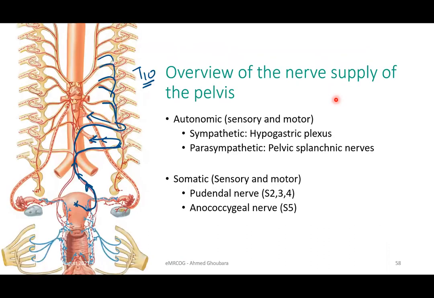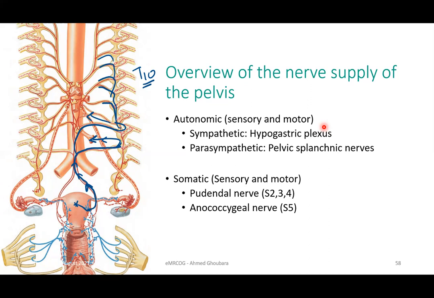So here we need to talk about an overview of the nerve supply of the pelvis, because this is very important. You have autonomic supply to the pelvis, because the pelvis has many organs: the bladder, rectum, intestine, uterus, tubes, ovaries. We have a lot of things that need autonomic nerve supply. Also, we have muscles, sphincters, and pelvic floor muscles, so we also need somatic sensation, through the pudendal nerve and coccygeal nerve, okay?